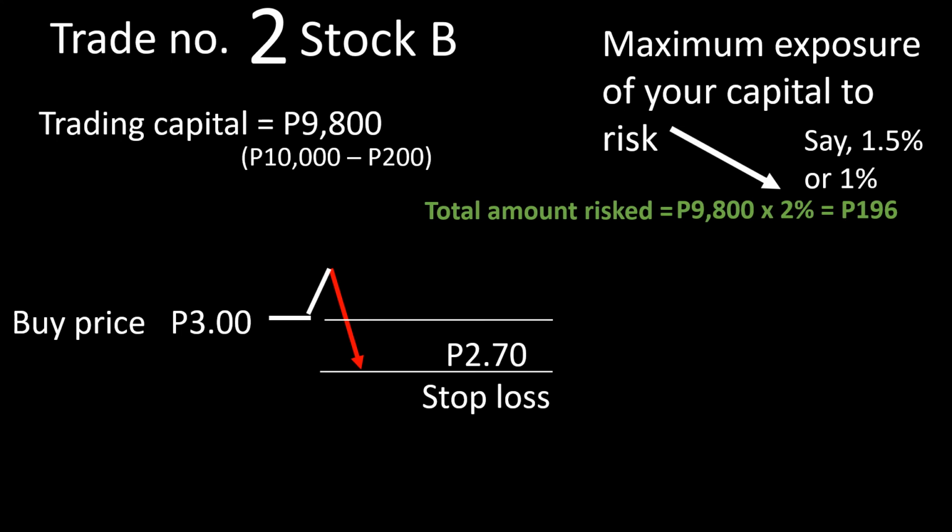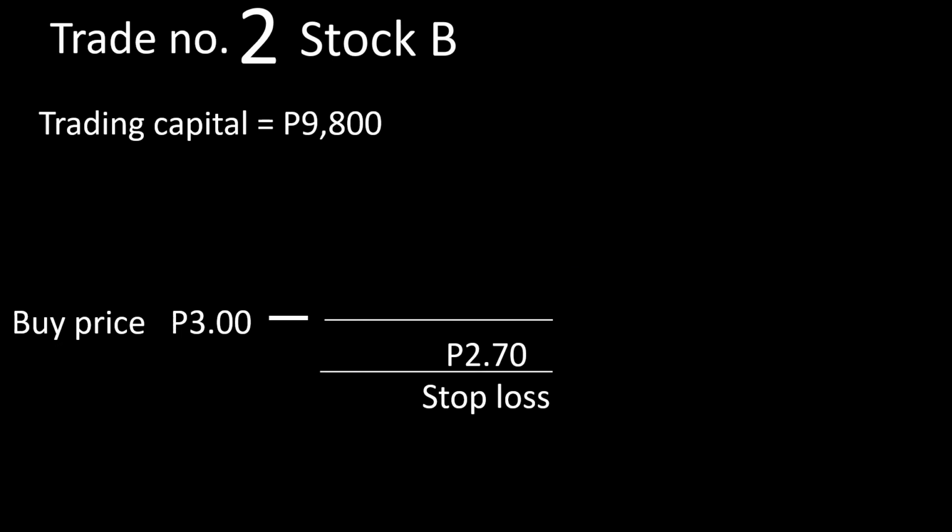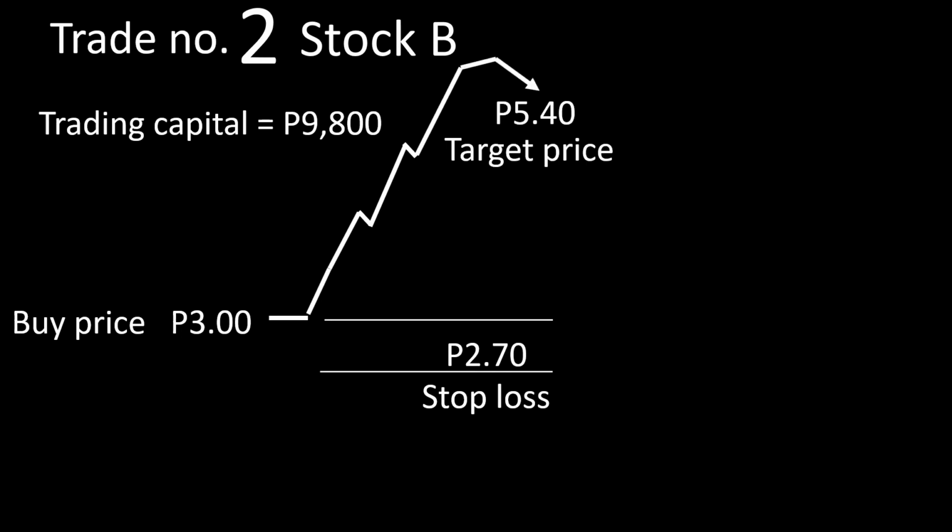Okay, to continue, you determine your risk per share by subtracting from the buy price of 3 pesos the stop loss of 2 pesos and 70 centavos. You get 30 centavos. This is your risk per share. So, how many shares should you buy? We compute by dividing the 196 pesos by 30 centavos and we get 653 shares. Your analysis of stock B tells you it has a big chance of going as high as 5 pesos and 40 centavos. Again, that's about 80% profit.